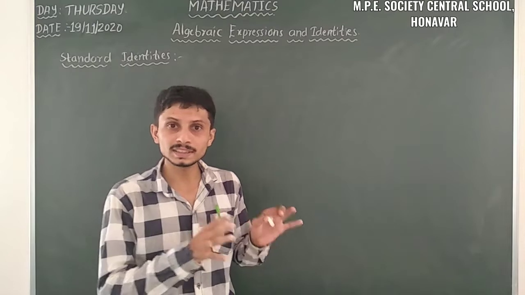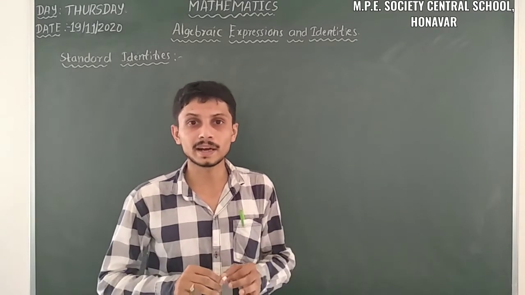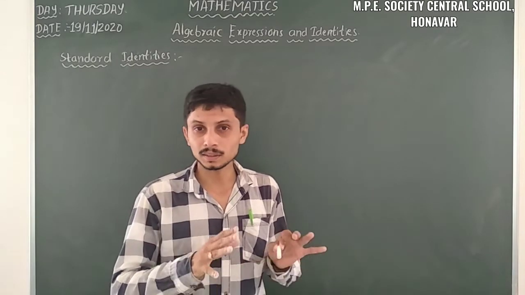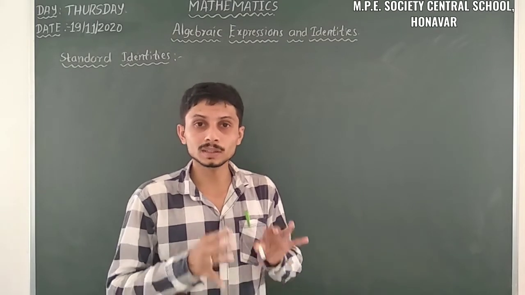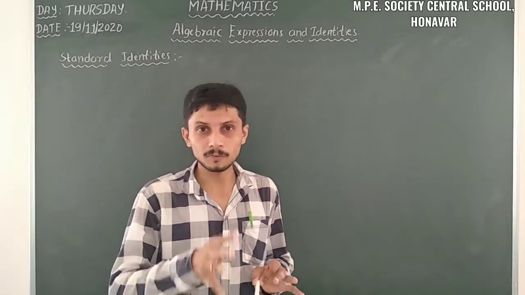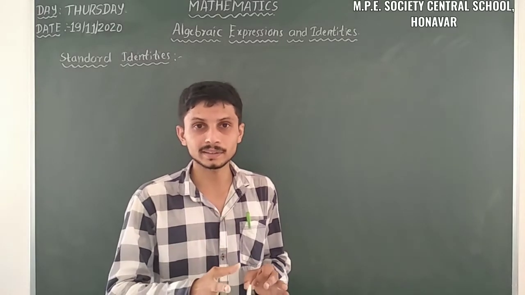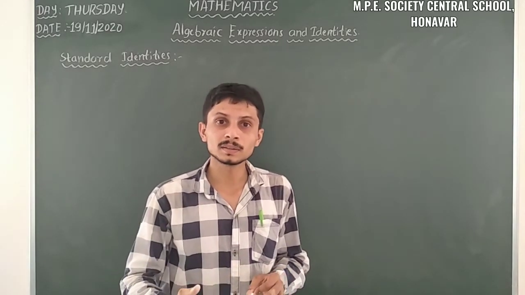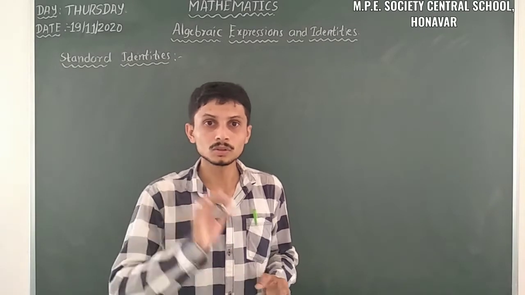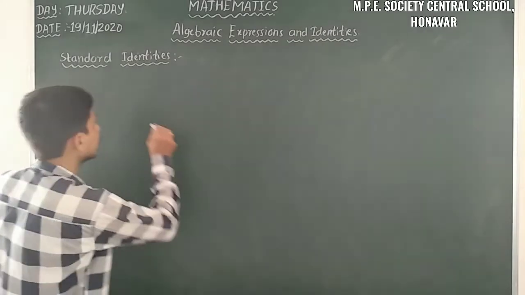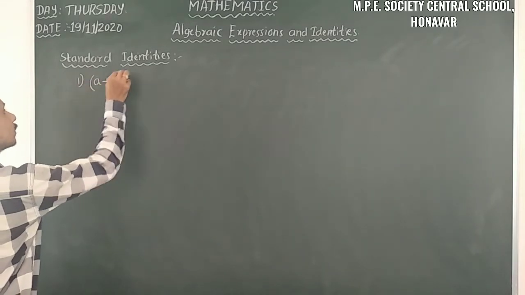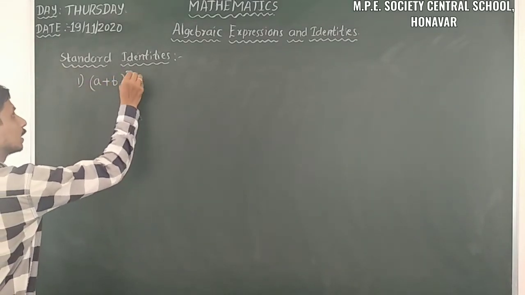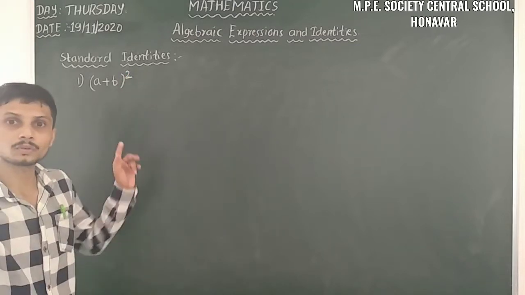Apart from these identities, we have some standard identities. Sometimes we have a multiplication of binomials, which requires much time. When we have a formula, an identity, we can easily find the result. So let us take the first standard identity, that is a plus b whole square.